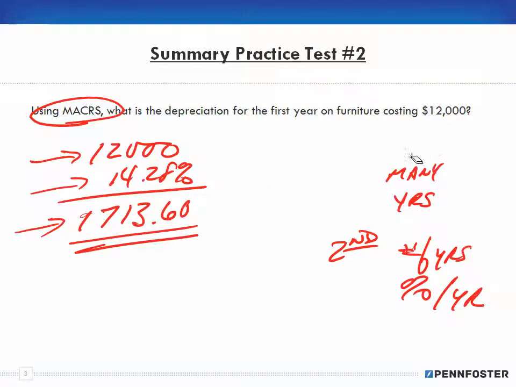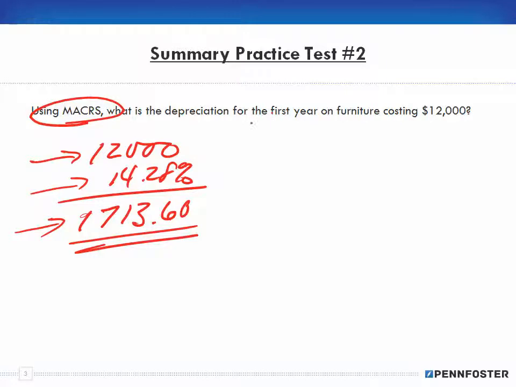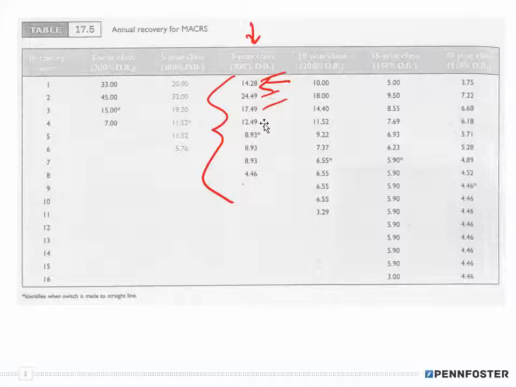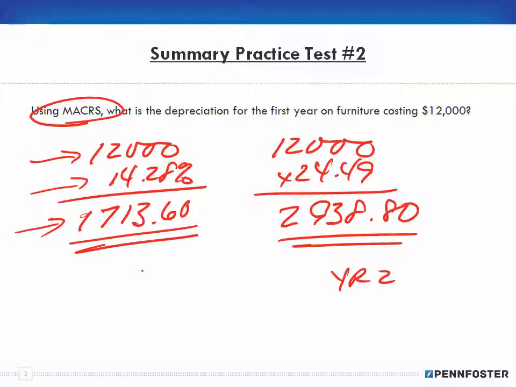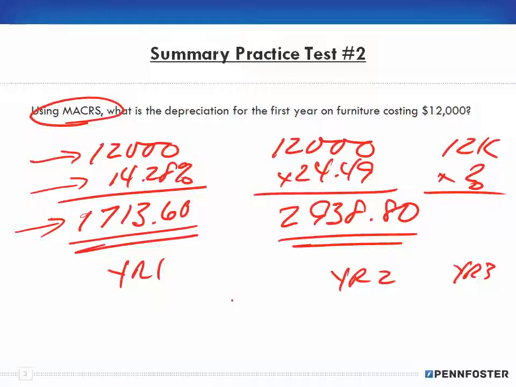If we went to the second year, we would still take the 12,000, but this time we would multiply it by 24.49. So let's do that real quick. 12,000 times 24.49%. That means we would have depreciation of $2,938.80 in year two. This was year one over here. And if we did year three, it'd be 12,000 times whatever that percentage is. And we keep on going down until we end up getting to zero.